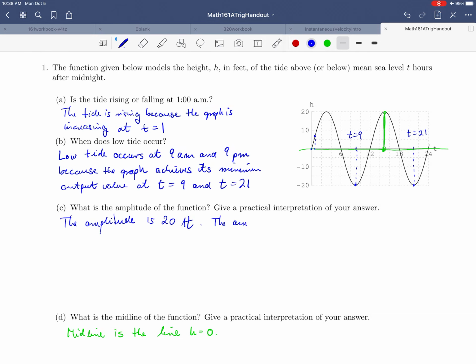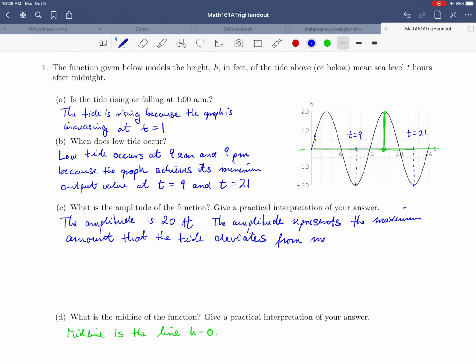So the amplitude represents the maximum amount that the tide deviates from mean sea level.